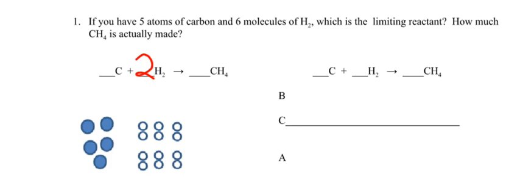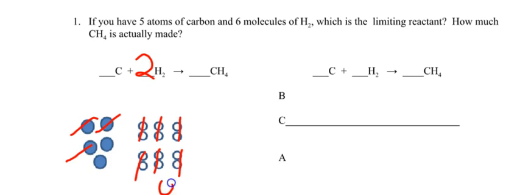So if I have 5 carbons and 6 molecules, what's going to run out first? Let's see how this works. This is a visual of what's going on. For every 1 atom of carbon, I'm going to use 2 molecules of hydrogen, right? So for every 1, I'm going to use 2. For every 1, 2. For every 1, 2. Can I keep going at this point? And the answer is no, I can't. Why not? Because I ran out of the H2s. So which one is limiting?